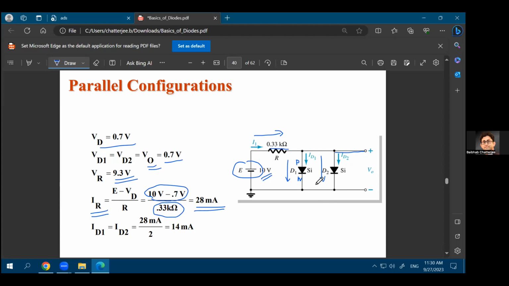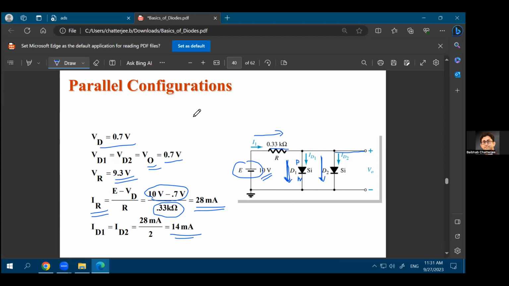Now, because these are two parallel diodes, the current will be divided across the two diodes. And remember that these diodes are forward biased, so they can conduct current. And they are conducting current because V0, the drop across the diode, we are assuming to be 0.7 volts. Now, because there are two diodes in parallel, the current of 28 milliampere will be divided into two parts. Assuming that both these diodes are identical, there would be 14 milliampere current flowing through each of the diodes. Because they are in parallel, the current will be divided equally because we are assuming that the diodes are identical. So you'll see a 14 milliampere current flowing through each of the diodes in this particular parallel configuration.